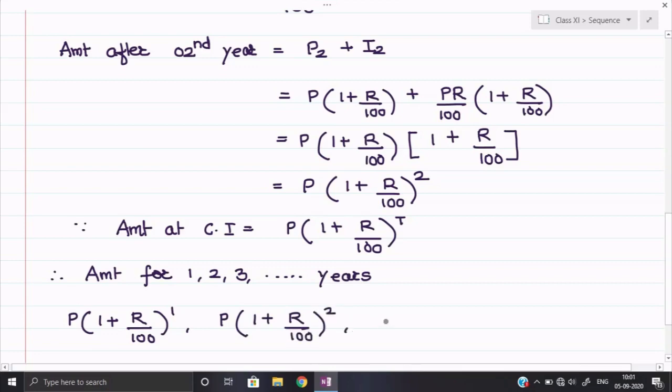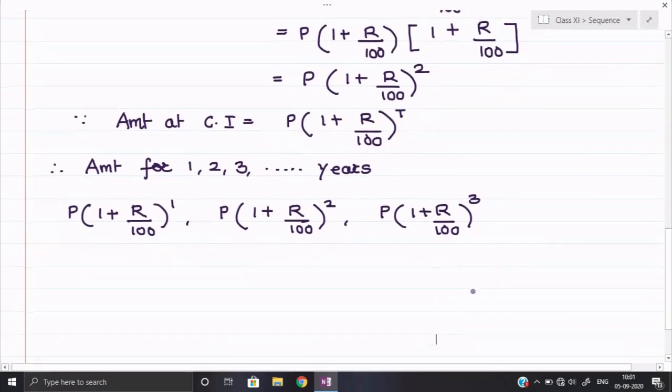And if you write down for third year, then P into the bracket 1 plus R upon 100 whole power 3. Now you divide the second term by the first, or the third term by the second. Definitely you will get the common ratio the same. If you divide second by first, the common ratio you will get here is 1 plus R upon 100. Similarly, if you divide the third term by the second, we can say that the common ratio will be the same.